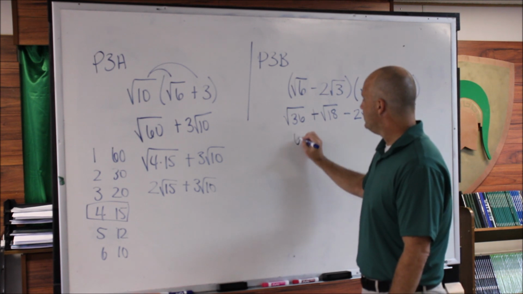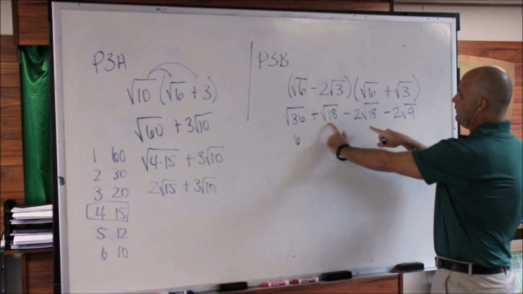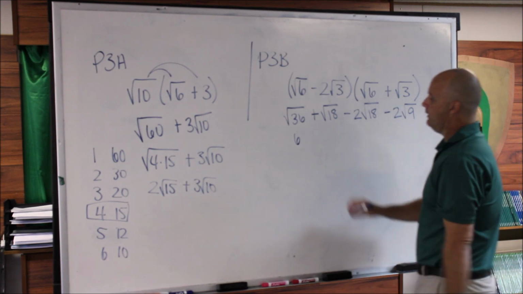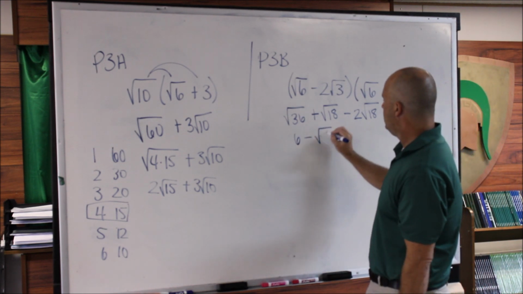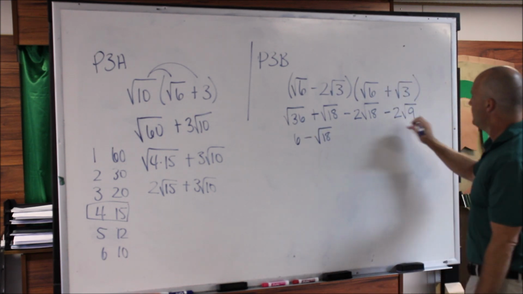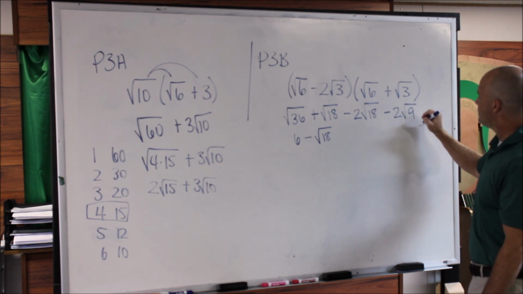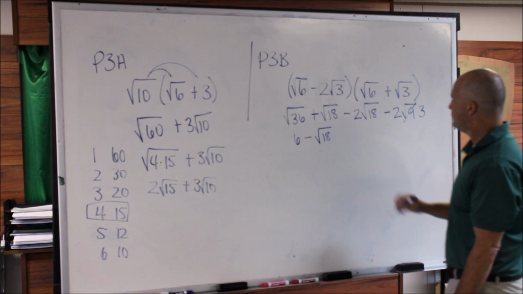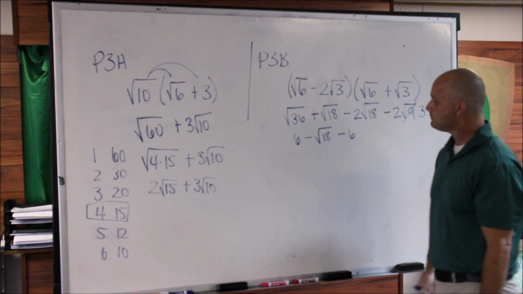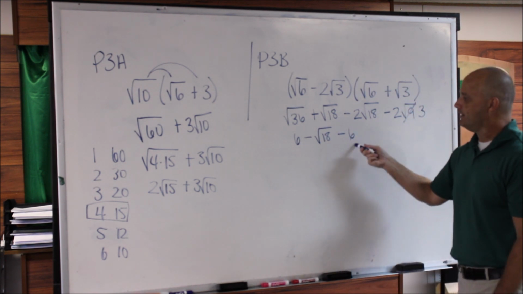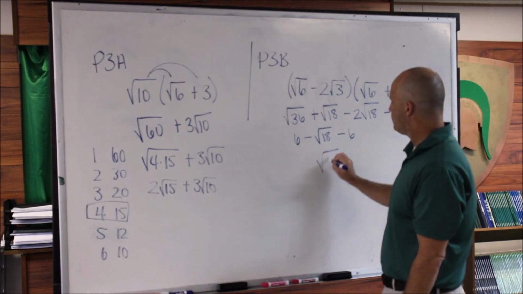Square root of 36 is 6. Square root of 18 minus 2 square root of 18 is minus the square root of 18. And then negative 2 times the square root of 9. The square root of 9 is 3. So negative 2 times 3 is negative 6. 6 minus 6 is 0. So now we've got the square root of 18.